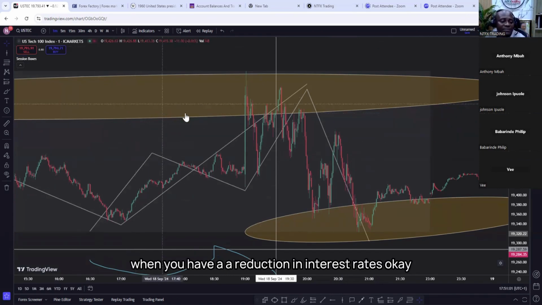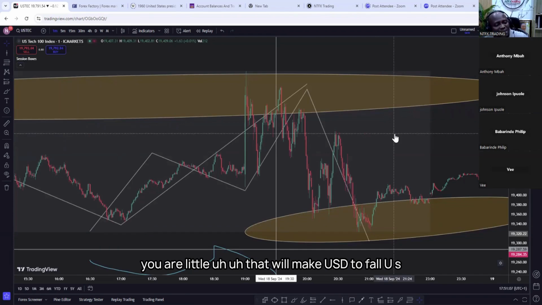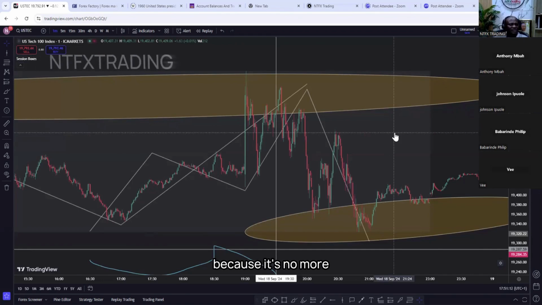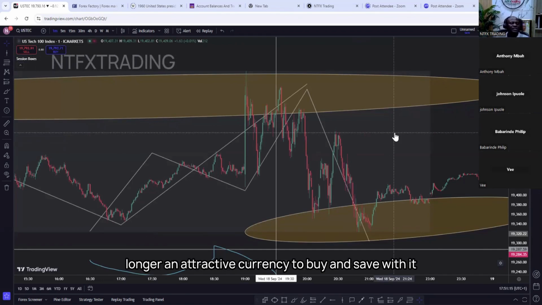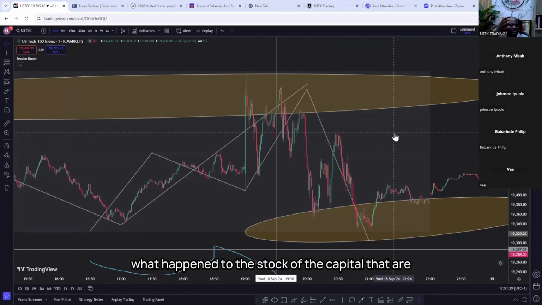So okay. When you have a reduction in interest rates, that will make USD fall. USD will lose value, because it's no longer an attractive currency to buy and save with. A currency that you are not looking for will fall in value. So when it falls in value, what happens to the stocks of the companies quoted in the New York Stock Exchange, Nasdaq, and all those things? Those stocks will be affordable because they are now cheaper.